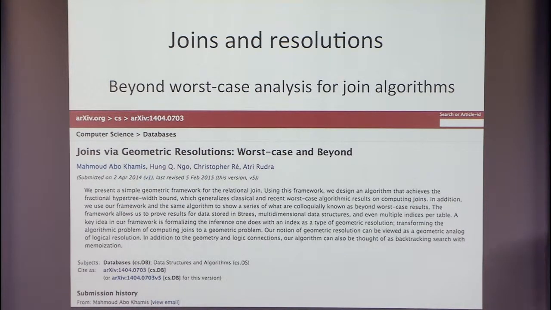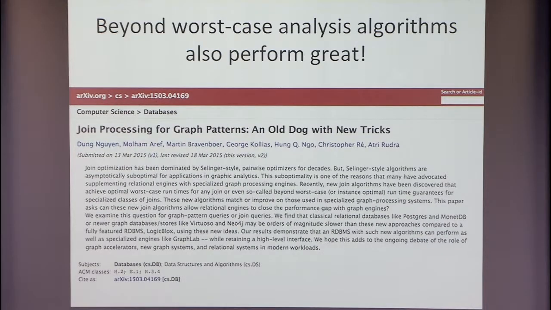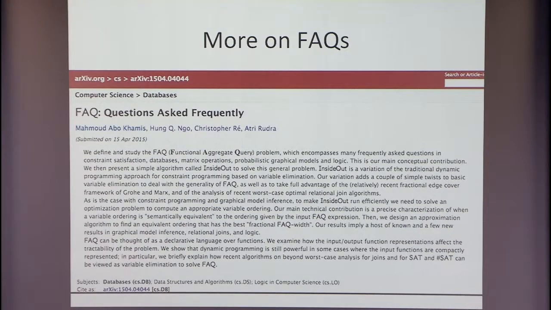We were also able to show that a bunch of join problems, with some new algorithms for joins, have very strong connections to resolution. These give beyond-worst-case analysis guarantees for join algorithms, and this is the paper to look at. These algorithms again turn out to work really well in practice. We can't beat all systems, but we can beat many systems by factors of 10x and more. And if you want to know more about the FAQs, this is the version.